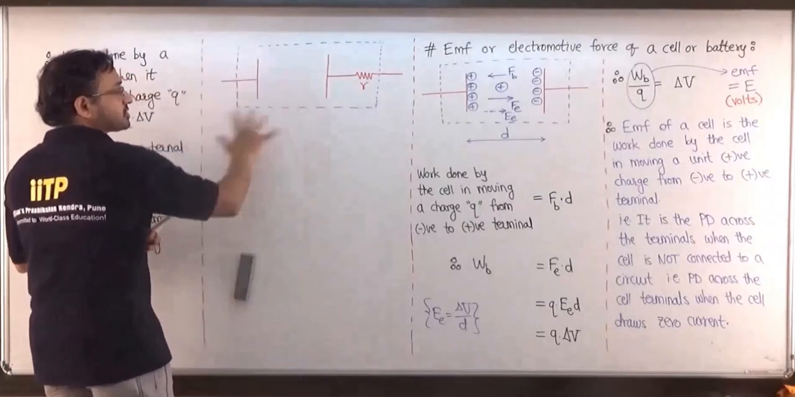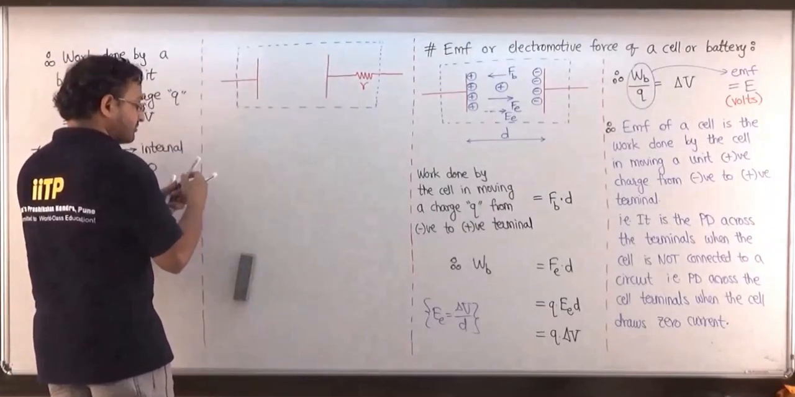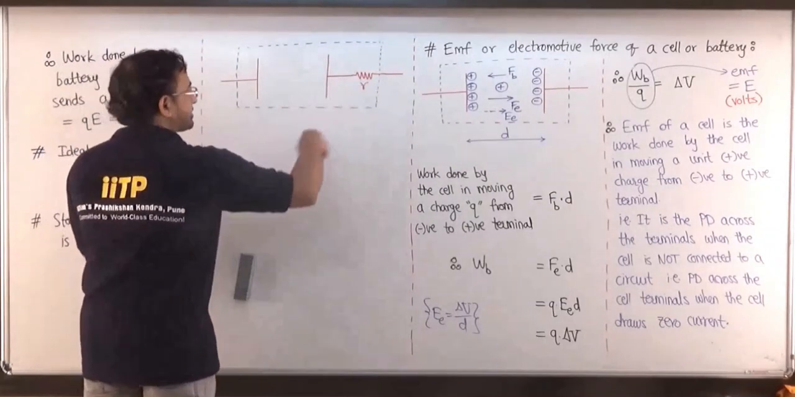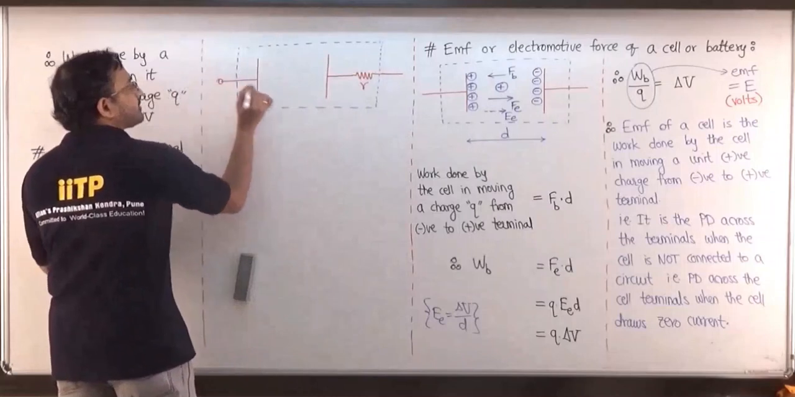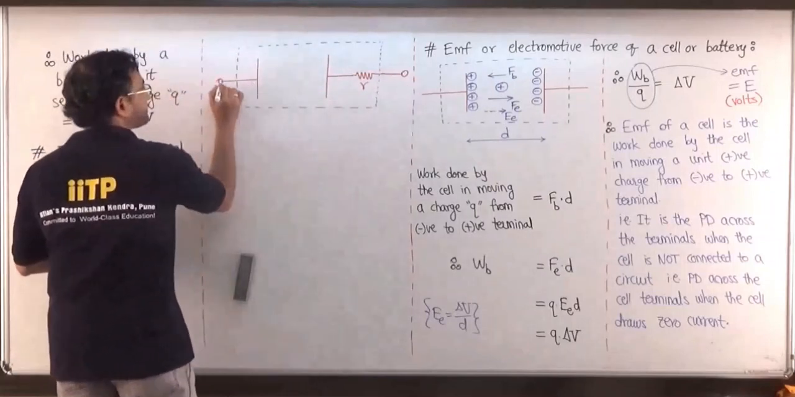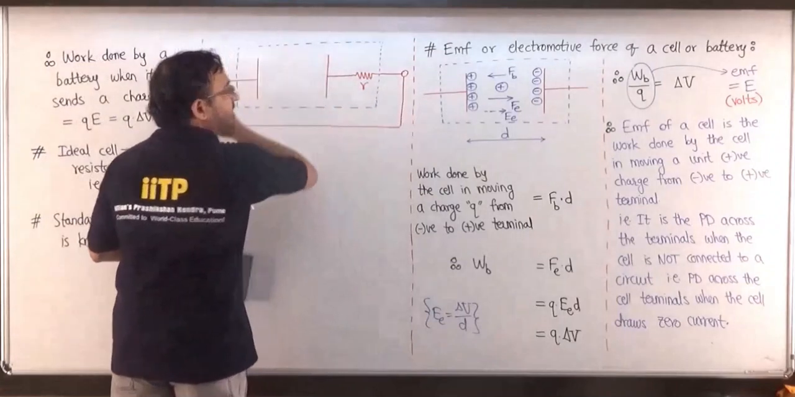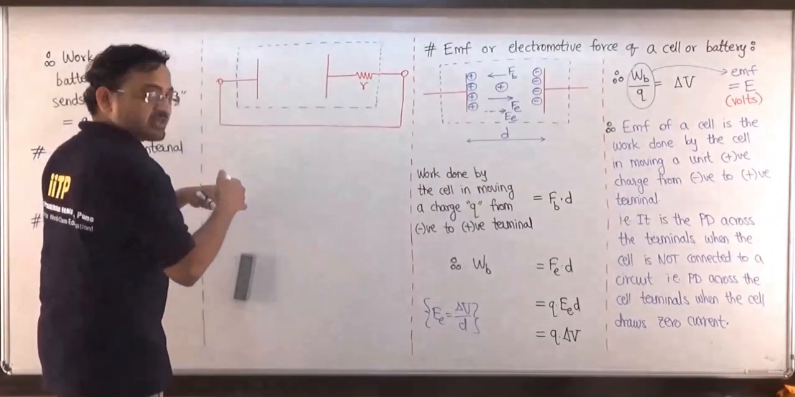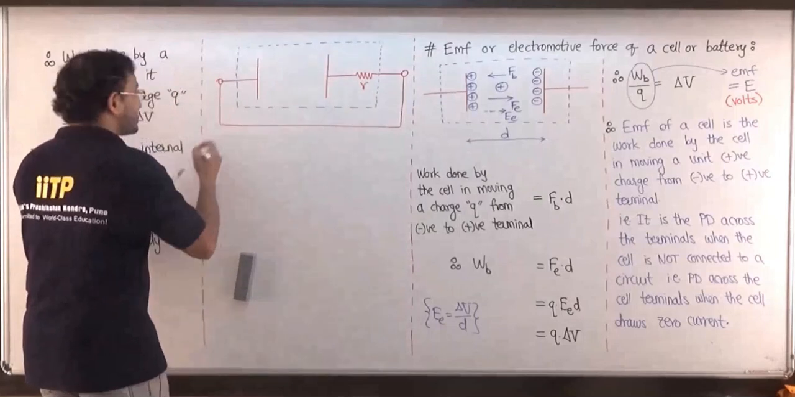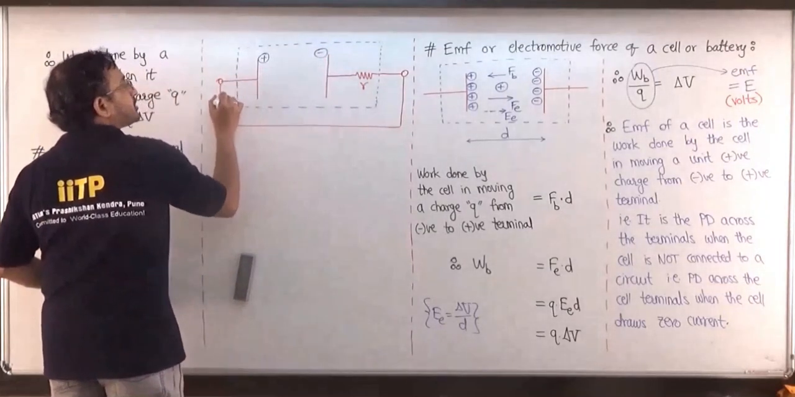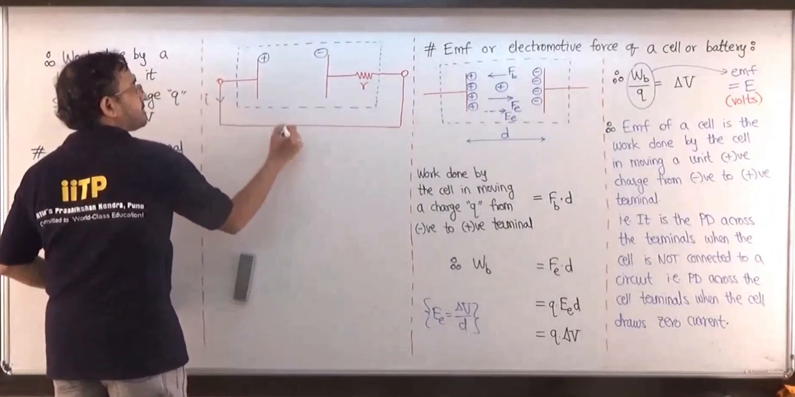Let's say this cell was now connected to some kind of circuit, just connected by some wire. Because the circuit is completed, now there will be a current in this circuit. So this is the positive terminal, that is the negative. As a result, the conventional current flows like this, current I.